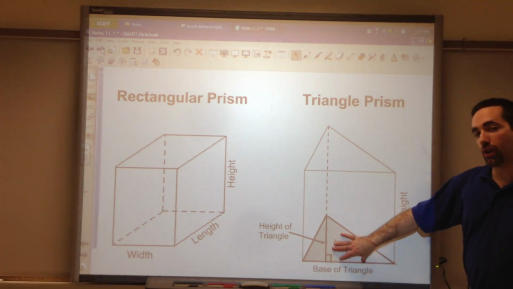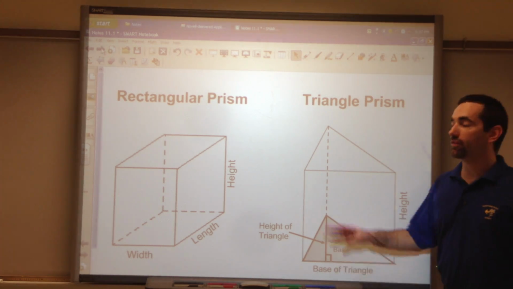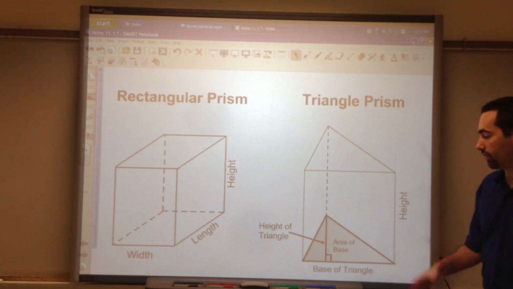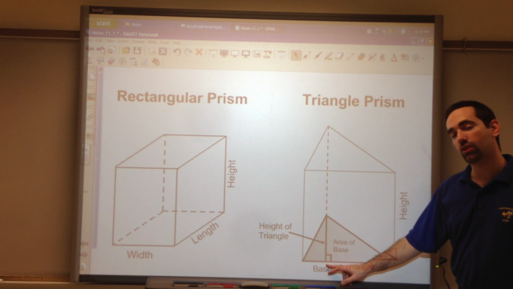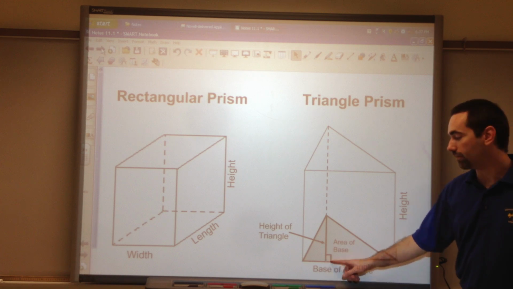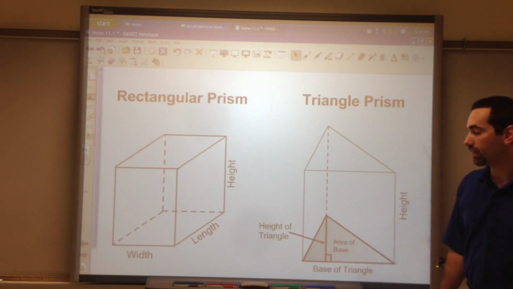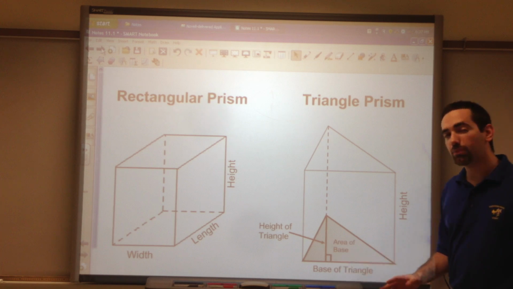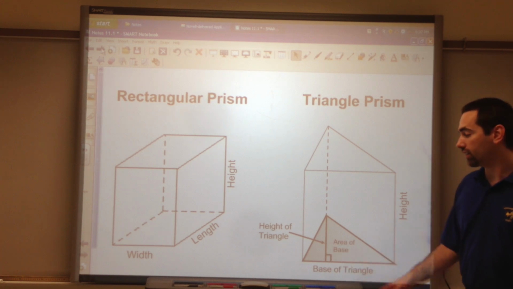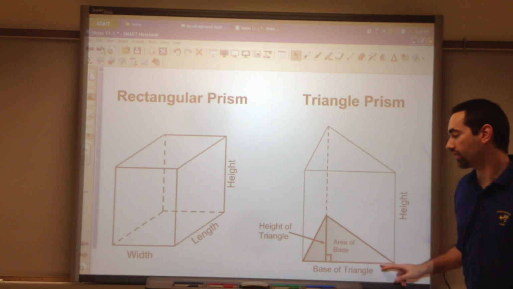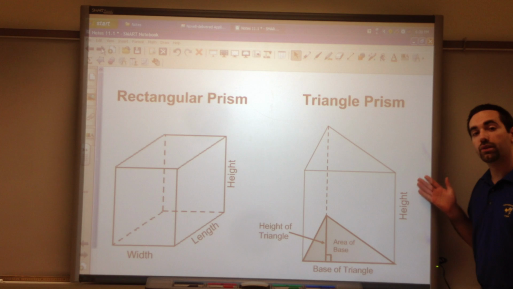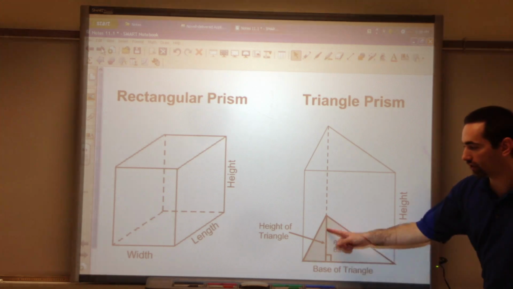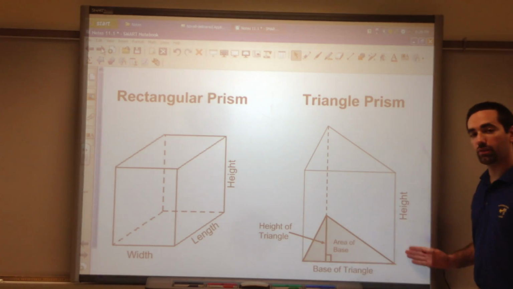Since you have to have a triangle, you have to deal just a little bit differently than the rectangular prism. On a triangle, you've got the base of the triangle and the height of the triangle. Remember, the height and base here are perpendicular. The height may or may not be a side of the triangle. This is considered to be the area of the base. And then you have the height of the prism. Height of the triangle, height of the prism.